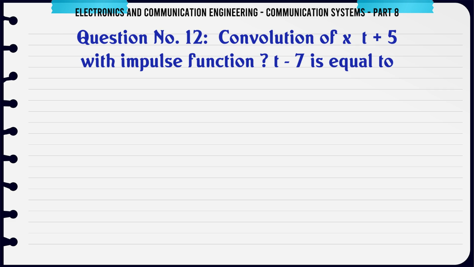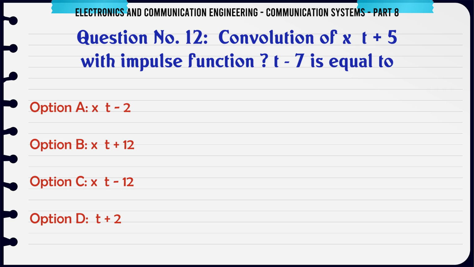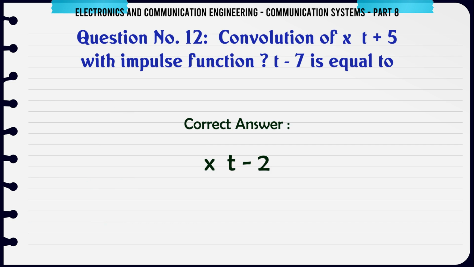Convolution of x(t-5) with impulse function δ(t+7) is equal to A. x(t+2), B. x(t-12), C. x(t+12), D. δ(t+2). The correct answer is x(t+2).